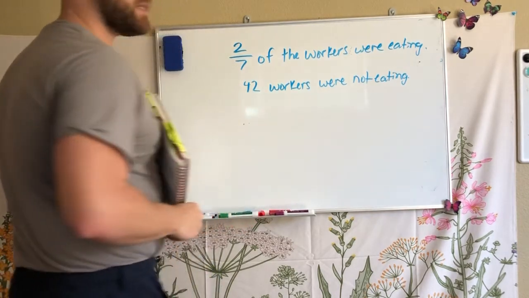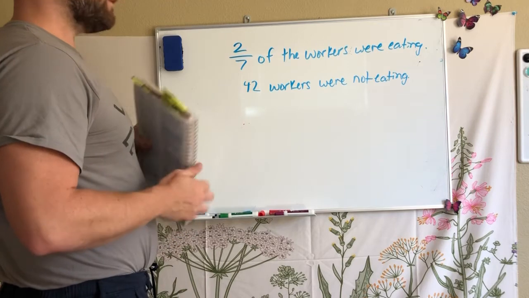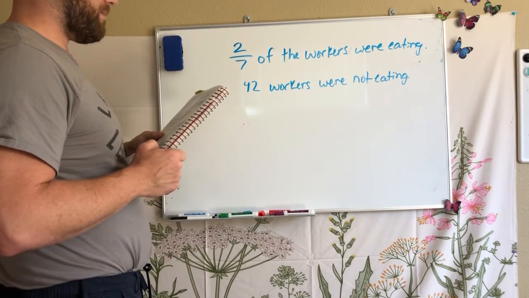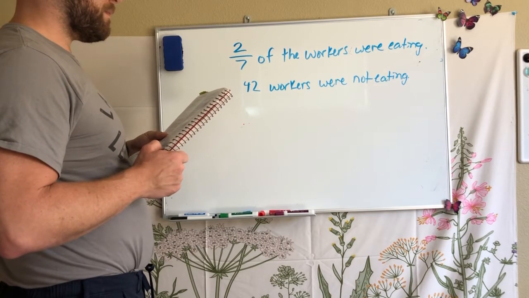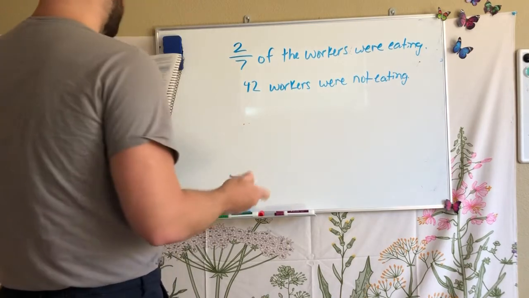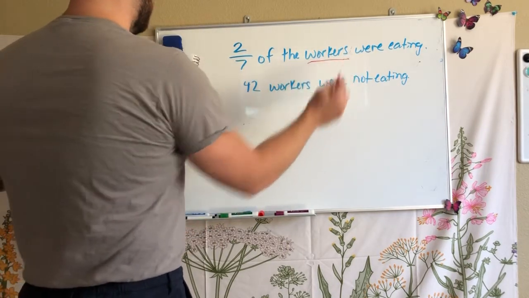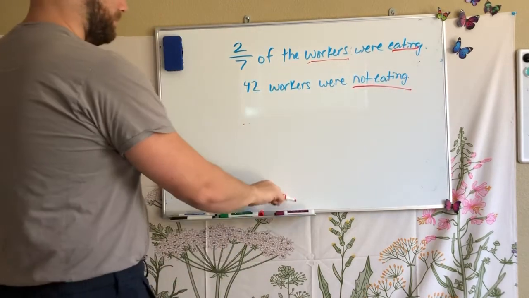Read the problem, pause the video. 2/3 of the workers were eating. 42 workers were not eating. So, how many names are in this story? 3. What are the 3 names? Workers, eating, and not eating.